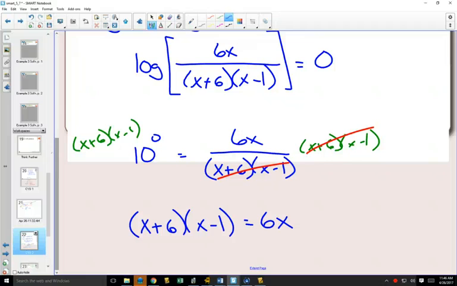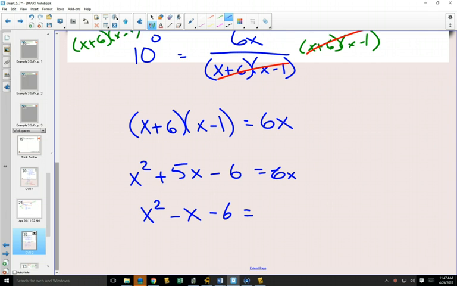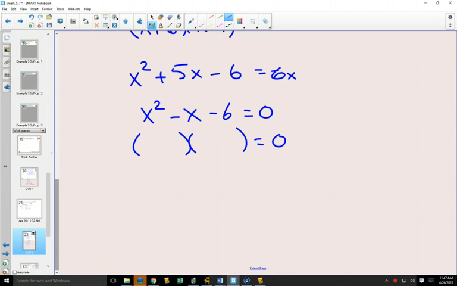Now, what kind of equation do I have here? It's quadratic. How do you solve quadratic equations? Make one side equal to 0, multiply everything out. So I'm going to get x squared plus 5x minus 6 on this side equals 6x. If I make one side equal to 0 by subtracting 6x on both sides, I get x squared minus x minus 6 equal to 0. How do I solve that? Factor or quadratic formula. Luckily, this one factors. x minus 3, x plus 2, x equals 3, x equals minus 2.